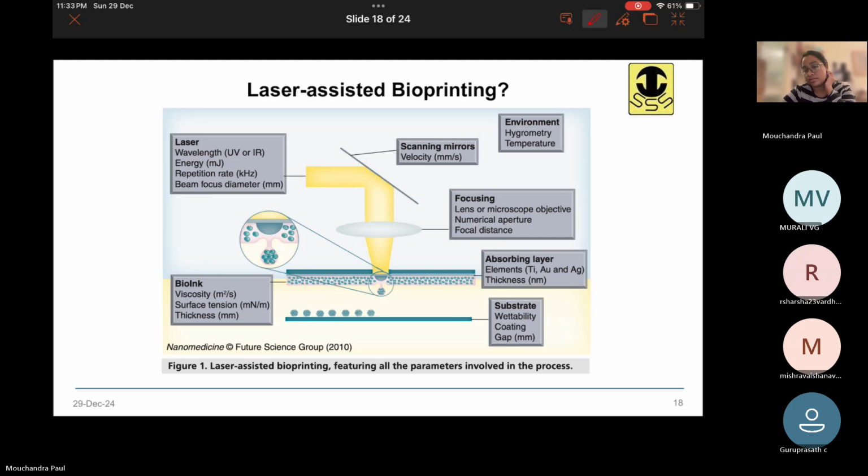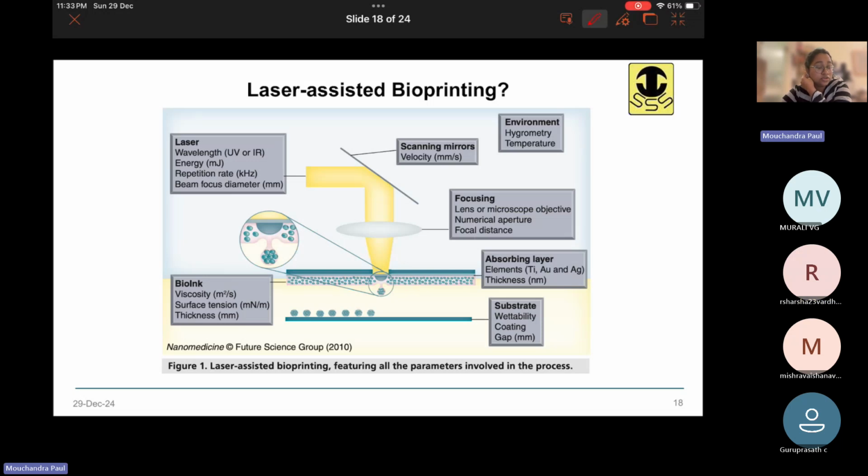Ma'am, is it that the laser is focused at the ribbon at a specific time, and the layer will be creating a bubble, and it will be receiving the substrate so that you get the drops one by one, the ribbon part?